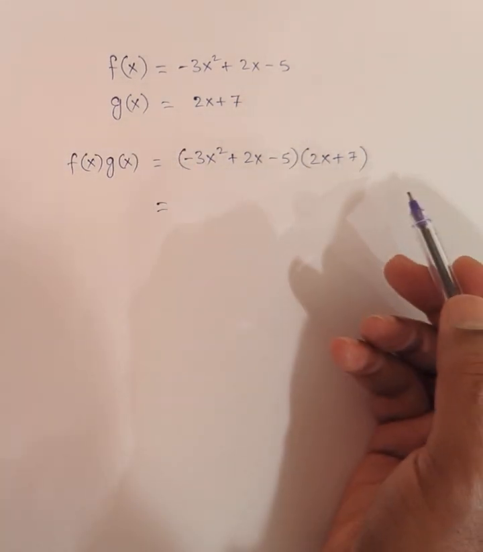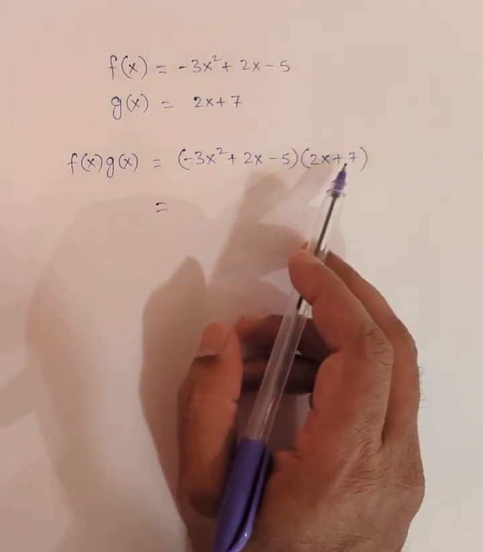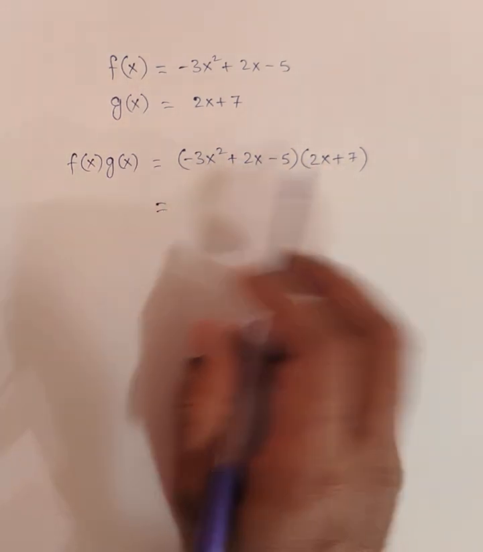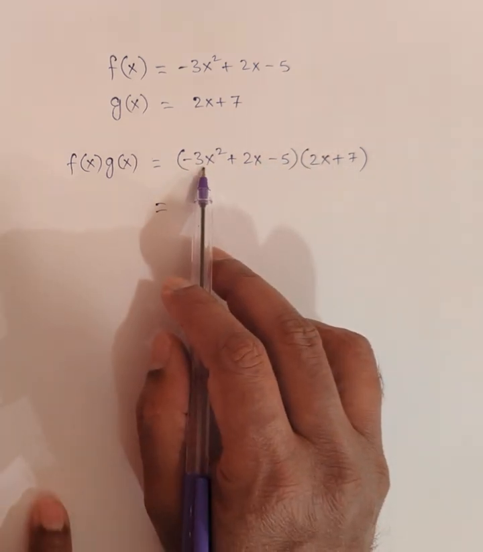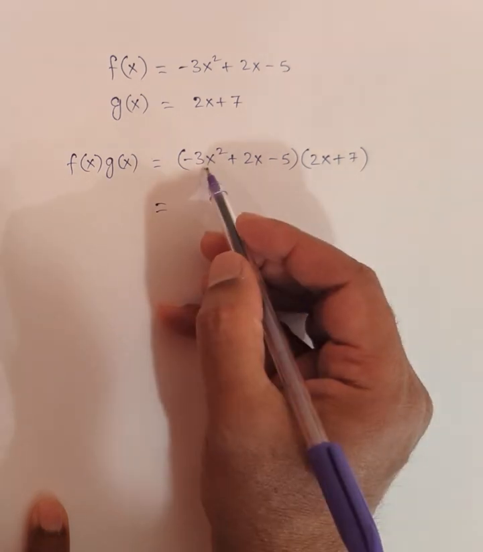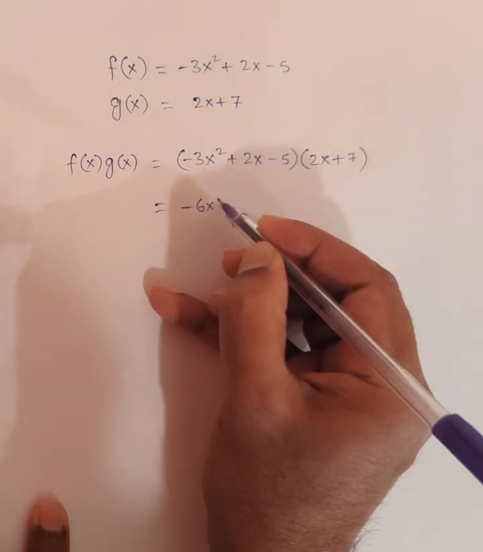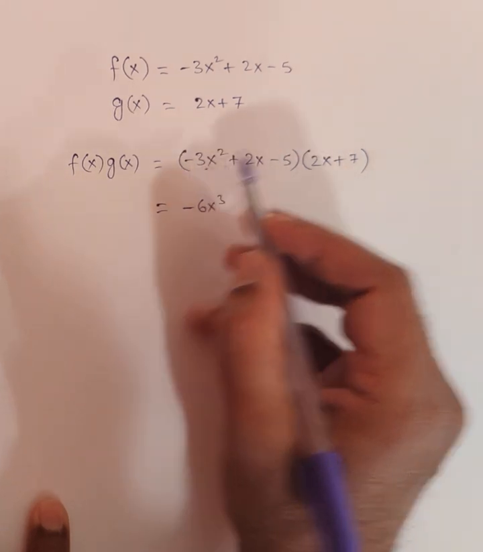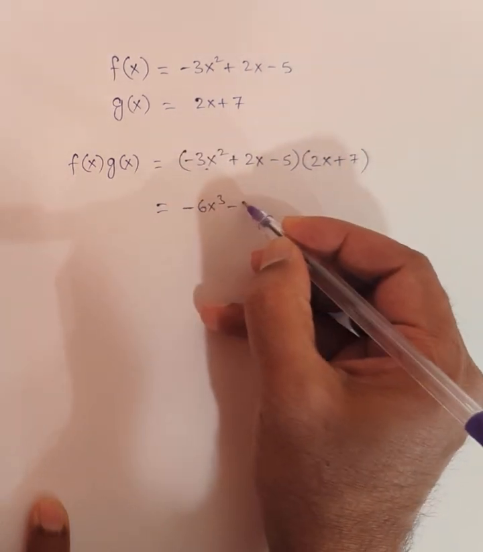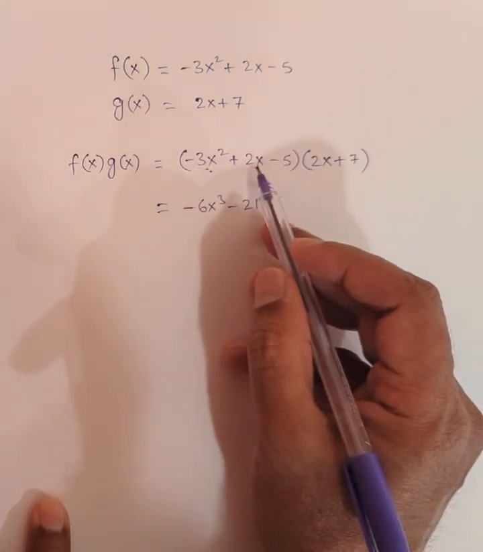And how do you multiply? Just like if you had two binomials, then you say we FOIL it. It's the same idea. We multiply each term of this with each term of that. So I'll multiply negative 3x squared with 2x first. I get negative 6x cubed. Then negative 3x squared with 7 will give me a negative 21x squared. So I'm done with this term. I move on to this.